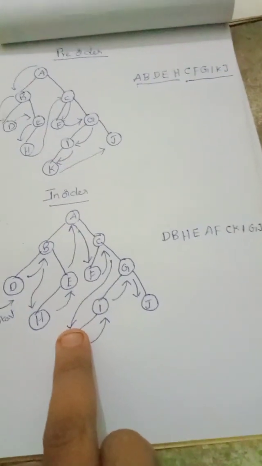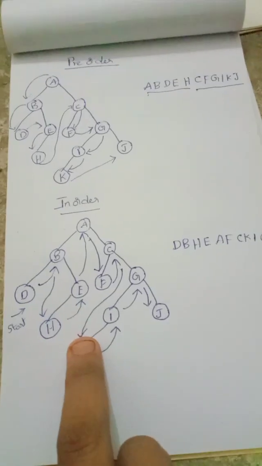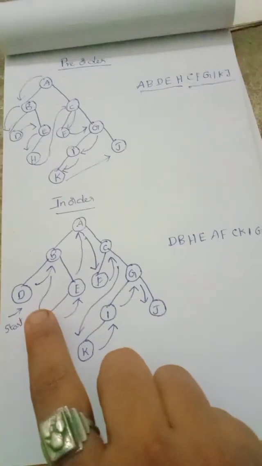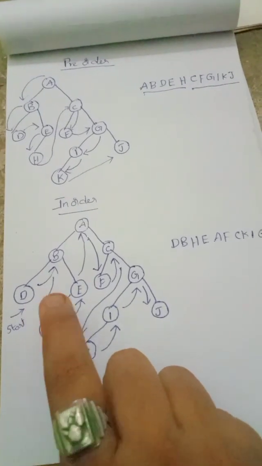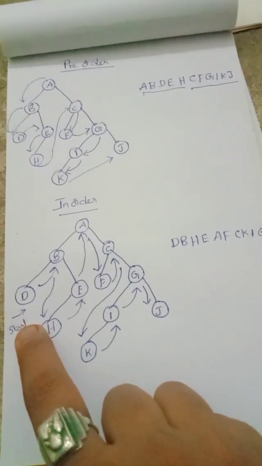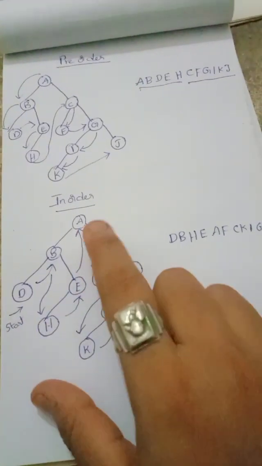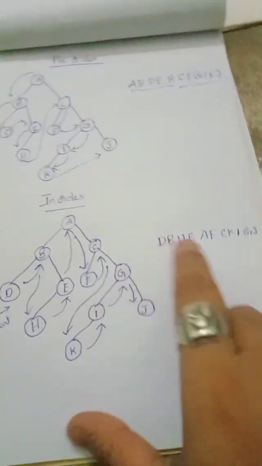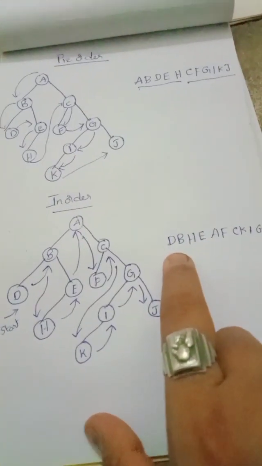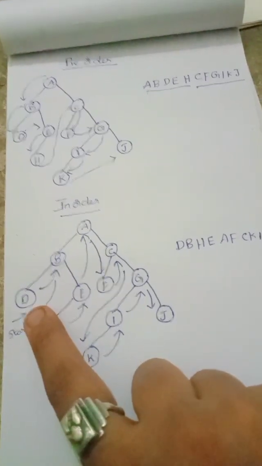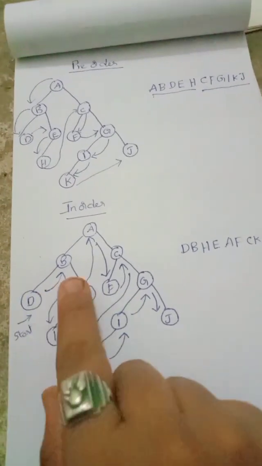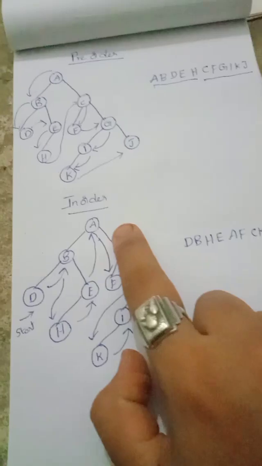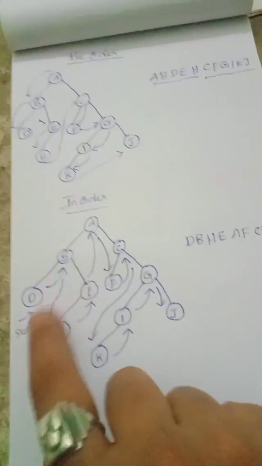In-order, first traverse the left subtree. Next visit the root. Then traverse the right subtree. Means see here, first traverse the left subtree, that is here. See, there are two subtrees here. One subtree is this and another subtree is this. First we traverse the left subtree, that is D.